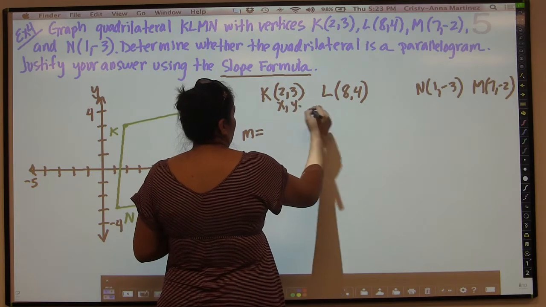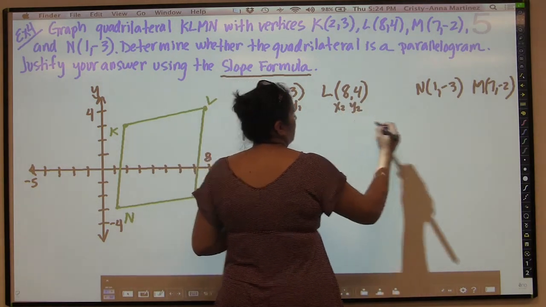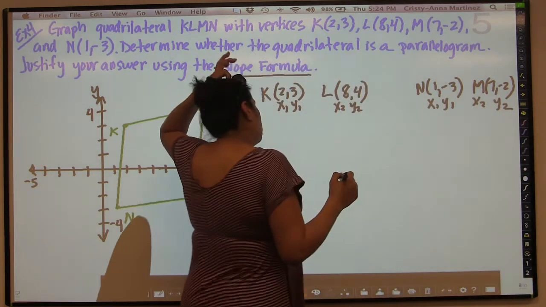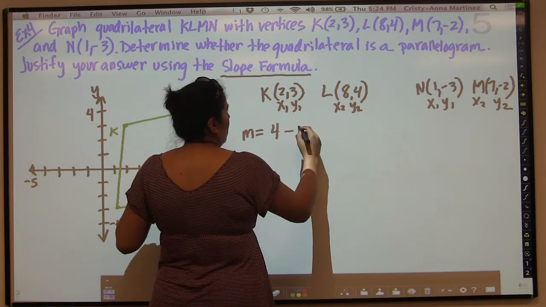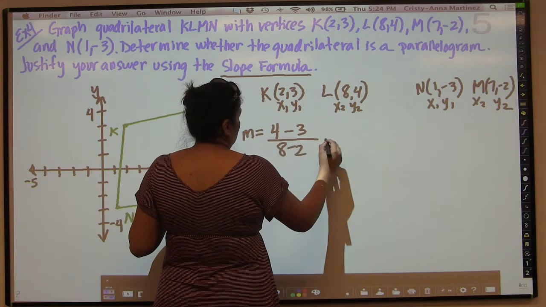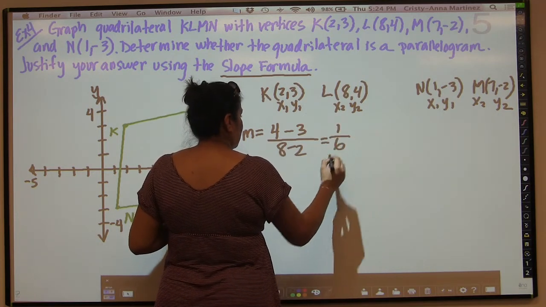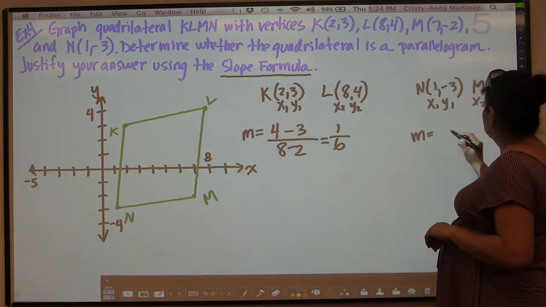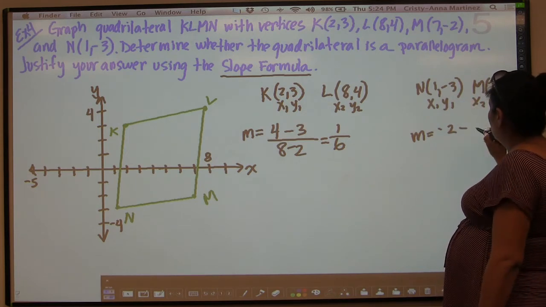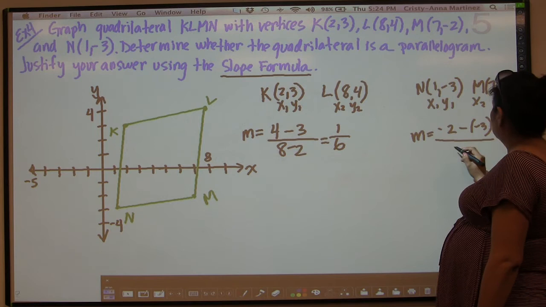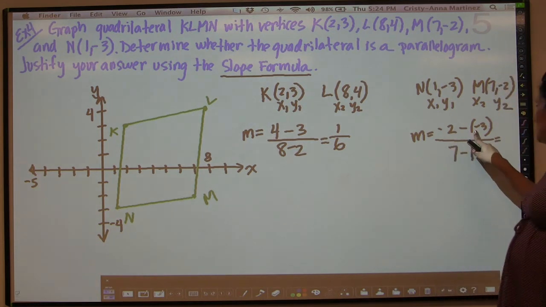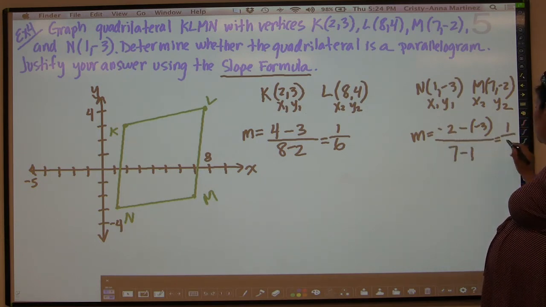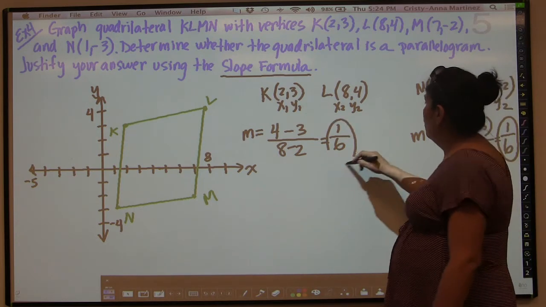So this is x1, y1, x2, y2, x1, y1, x2, y2. So my slope is going to be y2, so 4, minus y1, which is 3, over 8 minus 2. 4 minus 3 is 1, 8 minus 2 is 6. So I get 1/6. Over here, I'm going to go y2 is -2, minus y1, which is -3, over x2, which is 7 minus 1. So remember that when you have minus negative, that's a plus. So it says -2 plus 3, which is 1, and 7 minus 1, which is 6. So far so good. We got 1/6 for both of them.